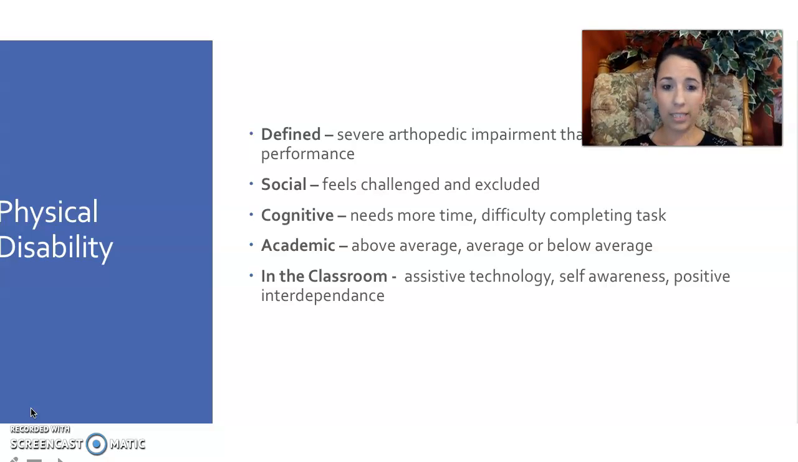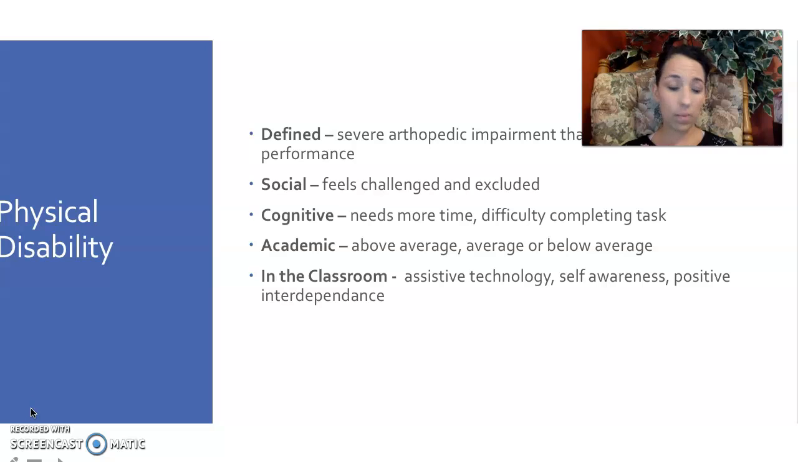Physical disability is a severe impairment that affects students' educational performance. Socially, they might feel excluded because of their lack of mobility. They might feel challenged by taking on tasks and activities with other groups. They need extra time. They have difficulty with visual and audio input and output in an organizational manner. And academically, again, they could be anywhere. They can be above, below, or average depending on the specific area.